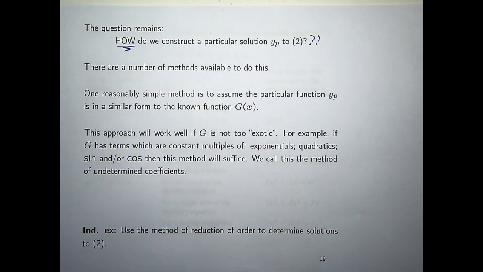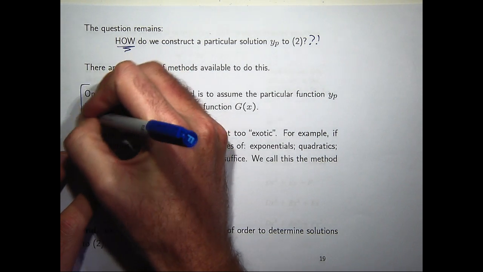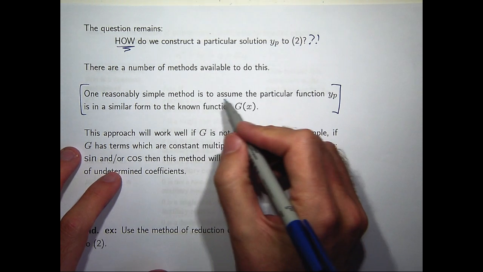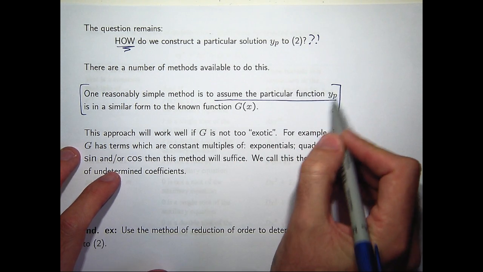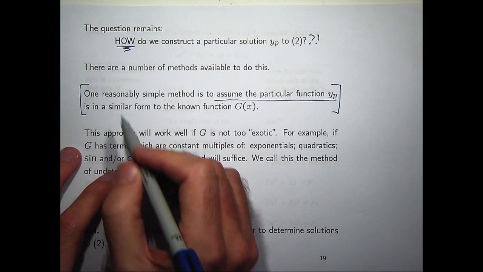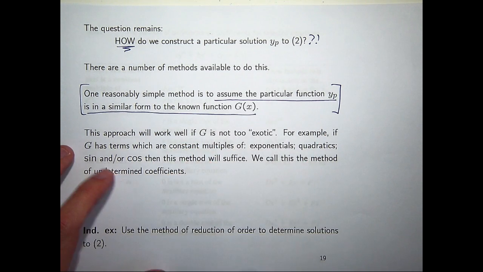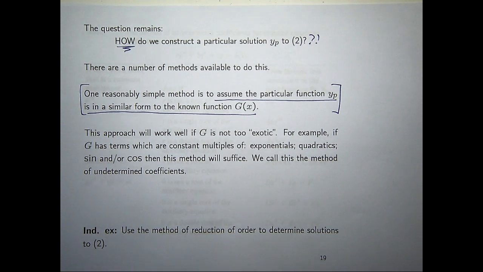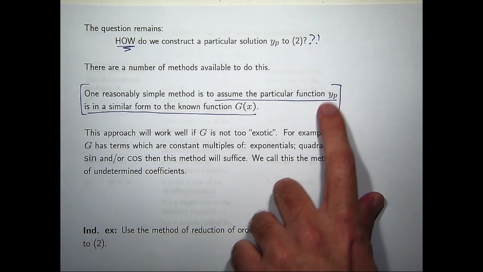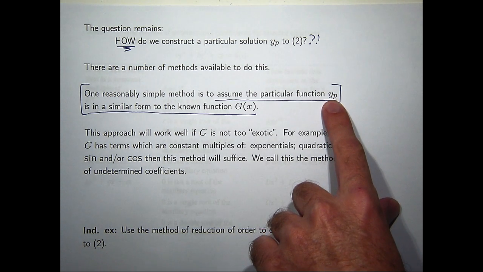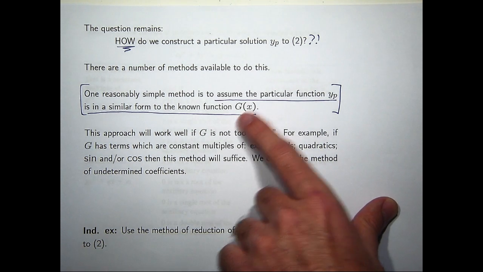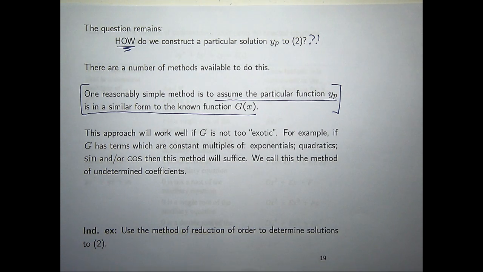Now, there are a number of methods available to do this. And one reasonably simple method is to assume this constructed solution, this y sub p, this particular solution, is in a similar form to the right-hand side. So if this is a polynomial, you would assume this to be also a polynomial. If this is an exponential function, you would assume this to be also an exponential function. Now, again, I'm speaking very loosely there. There are little tweaks and whatnot.